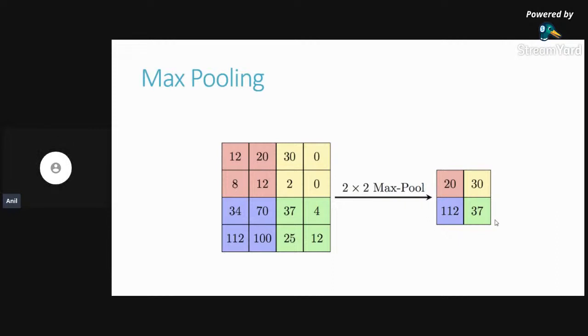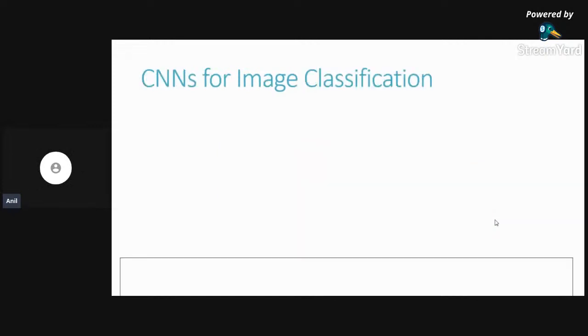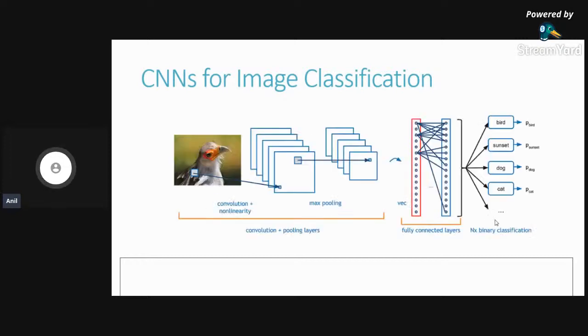In comparison to it, we can also use average pooling, where we take the average of a block to compute the output. Okay, so these are the two operations. The convolution operation and the pooling operation are used for representing images in a smaller size. Okay, so how to use CNNs for image classification? We will be using it in this way. Let's say this is the input image, which is of a bird.